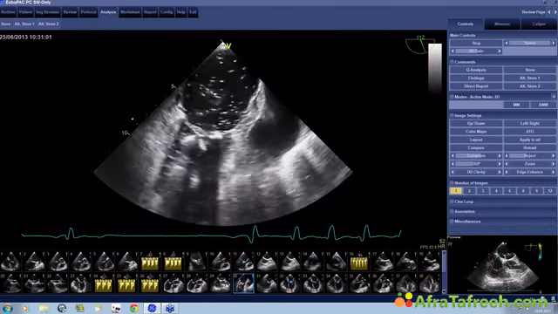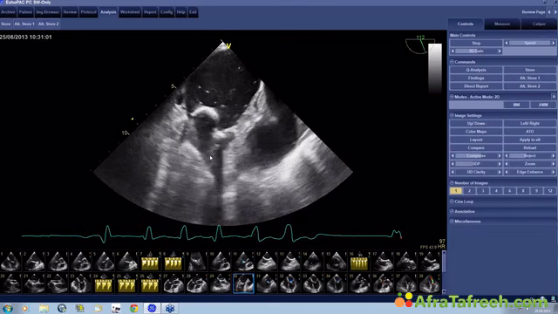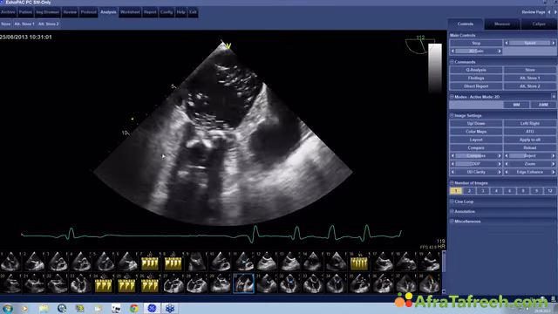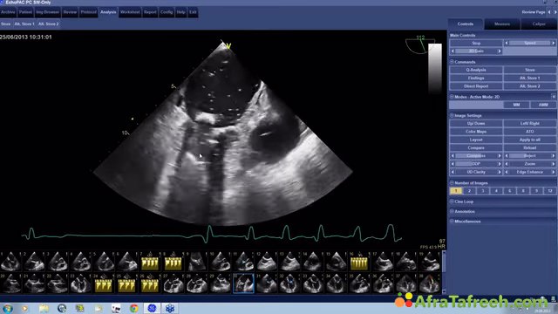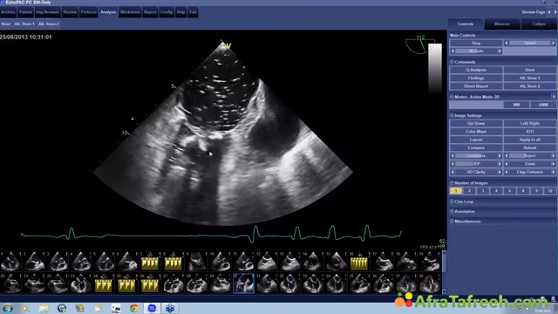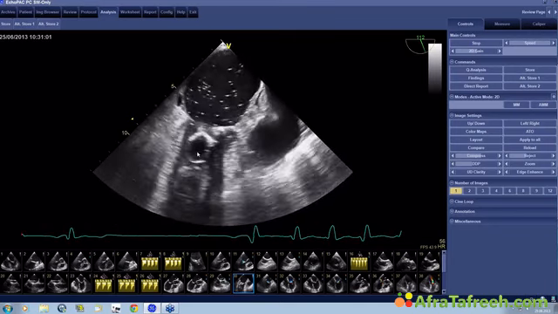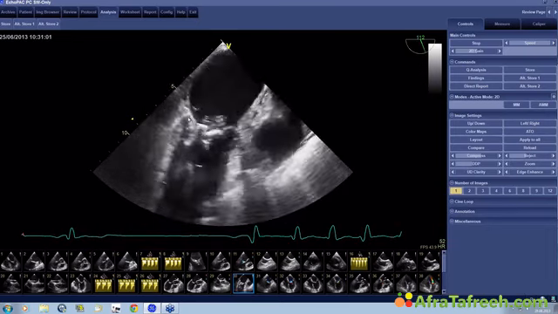And here is now the procedure itself. Right here, what you see is the balloon. It's filled with saline and a bit of contrast. And the balloon can be pumped up. You have this contrast syringe that you empty here into the balloon.